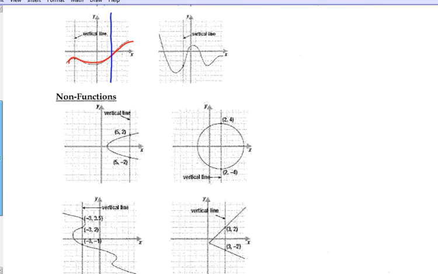So on the bottom, these ones are non-functions, because if I draw a vertical line, at any point, there's places where it's going to cross more than once. Does that make sense? So here, if I draw a vertical line through a circle, it crosses twice, so therefore it's not a function. So it's only ever allowed to cross once.